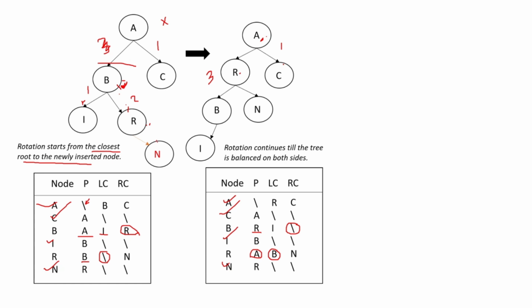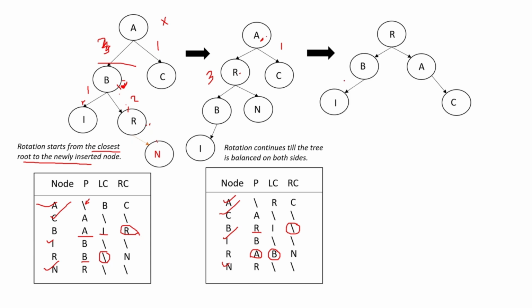Now A and C are brought down and R is here. And since we are doing a right rotation, no changes will be done to the left child of R. So now B and the left child of B will be the same.